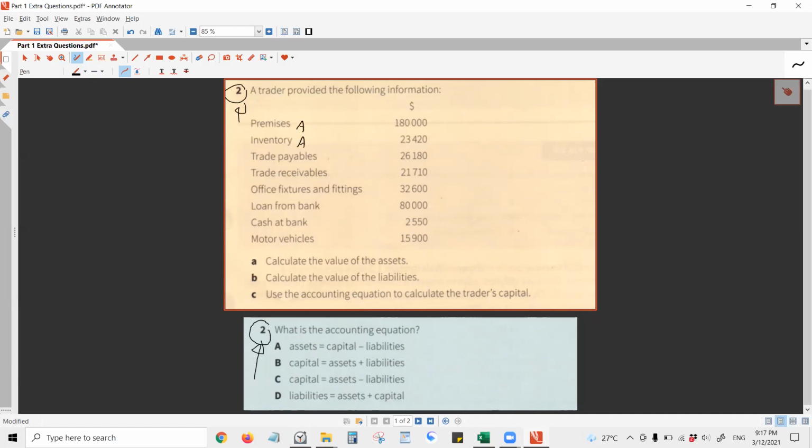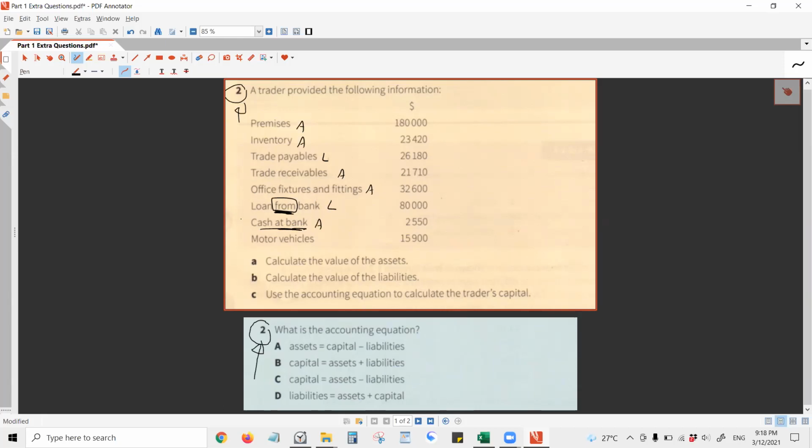Asset, asset, liability, asset, asset, loan from bank. If you can recall, you have to remember that the difference between "to" and "from" makes a big difference to whether something is a liability or an asset. When you see the word "from", it means you borrow money from somebody, so you owe somebody money. Annabelle, no problem.